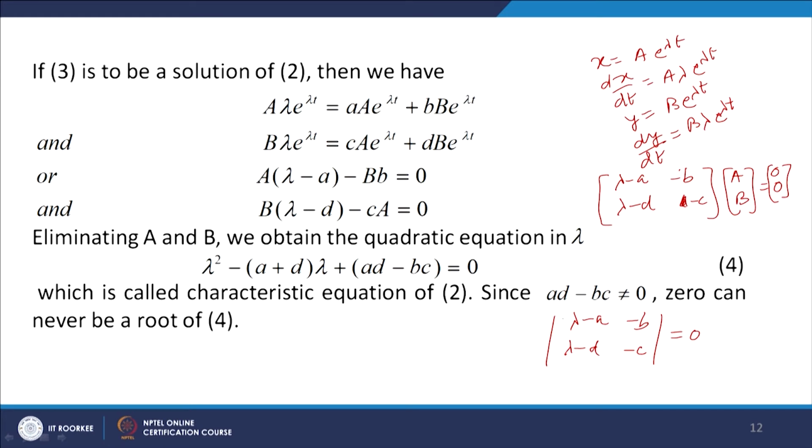And this will give us a second order polynomial equation in λ of degree 2. So, λ² − (a + d)λ + (ad − bc) = 0. Now, this equation is called the characteristic equation. Since we have assumed that ad − bc is not equal to 0, λ equal to 0 can never be a root of this equation.